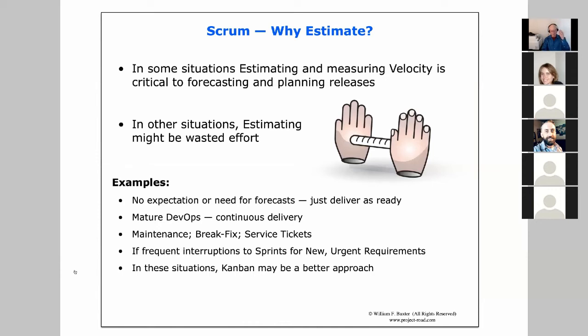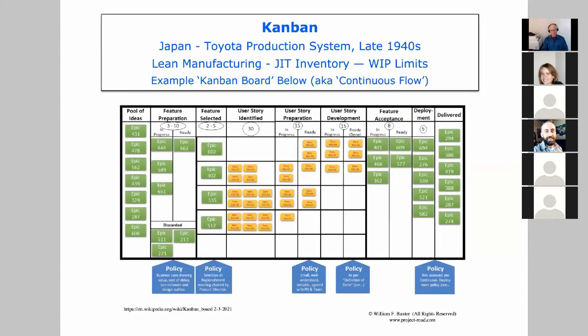So we started off with extreme programming, and then we did a fairly deep dive into Scrum, and now we want to talk a little bit about Kanban. Kanban has been around for ages. It goes back to the Toyota production system in the late 1940s. It was super valuable for kicking off the thinking about lean manufacturing, just-in-time inventorying, and controlling work-in-progress limits.